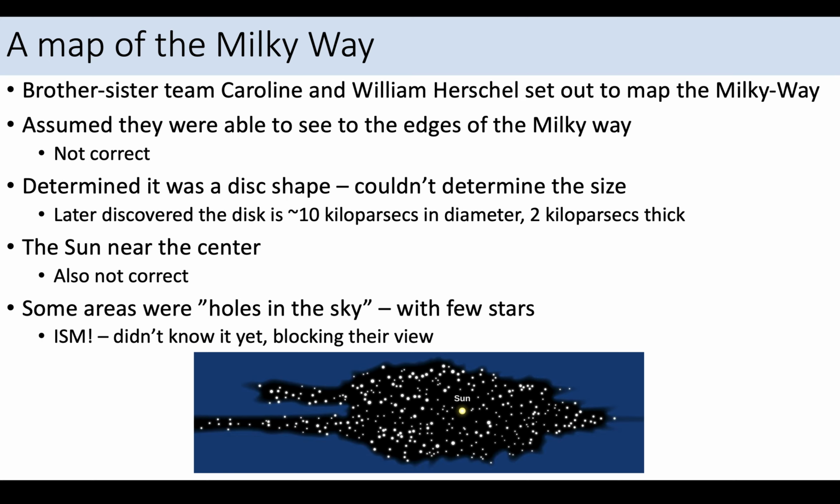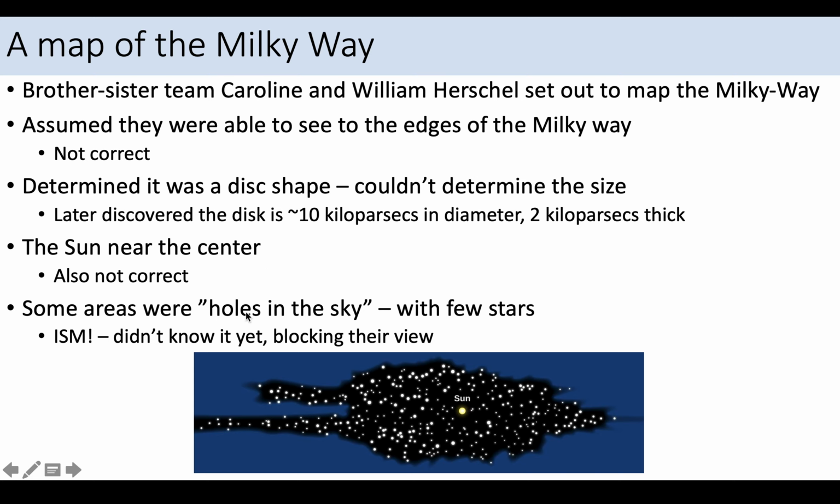So it's true. And since then, we've determined that it is actually quite large, about 10 kiloparsecs in diameter and about 2 kiloparsecs thick. So it's much wider in diameter, of course, than it is in thickness. That's why we call it a disc shape. Their assumption or their discovery, quote, that the sun is near the center is incorrect. The sun is not in the center of our galaxy.